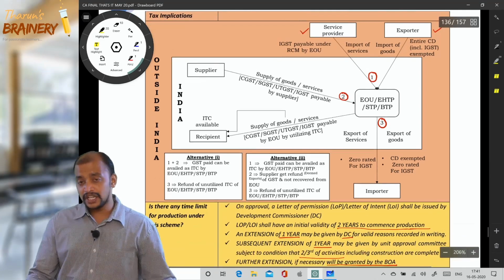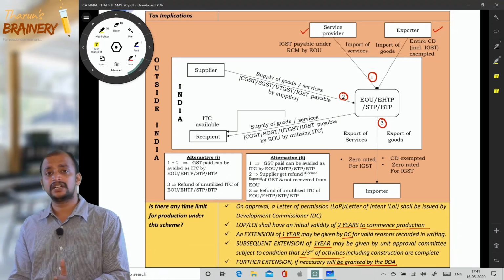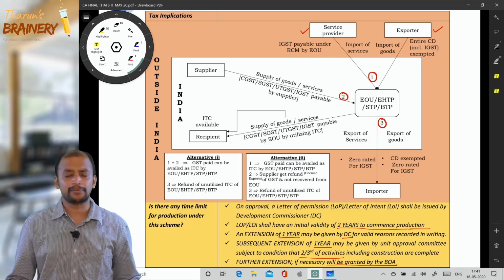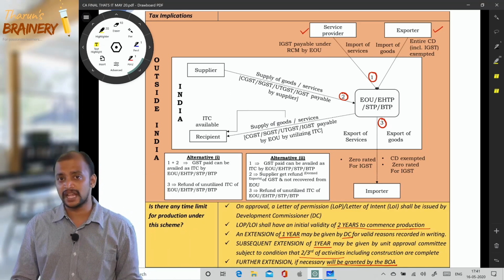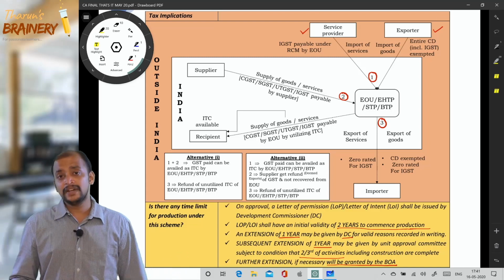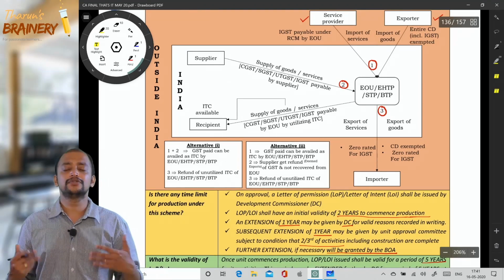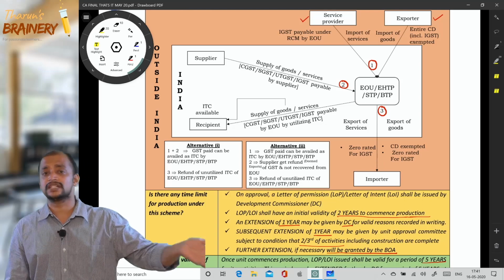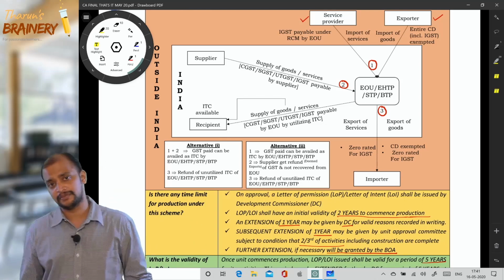Then when EOU, EHTP, STP or BTP is making outward supply normal, they need to pay GST and the recipient can take it as ITC. When they export, anyhow export of goods or services is 0 rated for GST, even if it is exempted under customs.